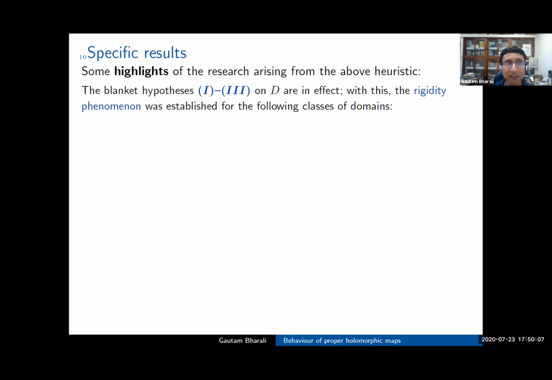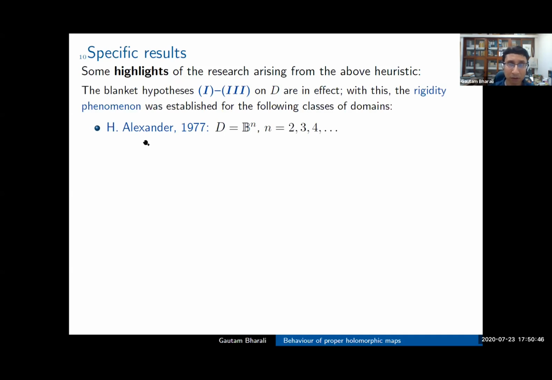Again, let's remind ourselves that the blanket hypotheses 1 through 3 are in effect. And instead of going on saying that phenomenon in slide 1, I'm going to give a name to this phenomenon. I'm going to call it the rigidity phenomenon. And to disambiguate from similar phenomena which involve not good behavior of the map F, but maybe its action on homology or cohomology or whatever, when I need to disambiguate, I'm going to call it geometric rigidity. Okay, so the first result.